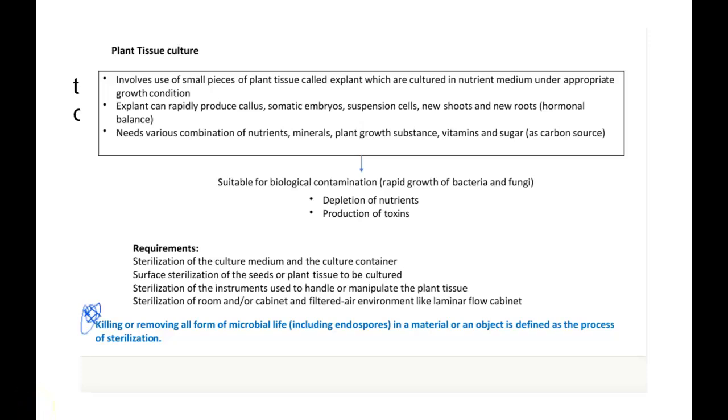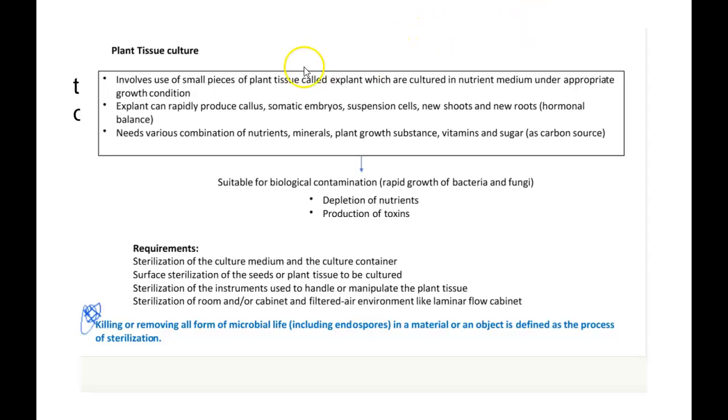Dear students, in previous lectures we have generally discussed sterilization techniques. In today's lecture we will more precisely discuss plant tissue culture sterilization. As you all know, plant tissue culture involves small pieces of plant tissues, which are known as explants, and they are cultured on appropriate nutrient media under appropriate growth conditions.